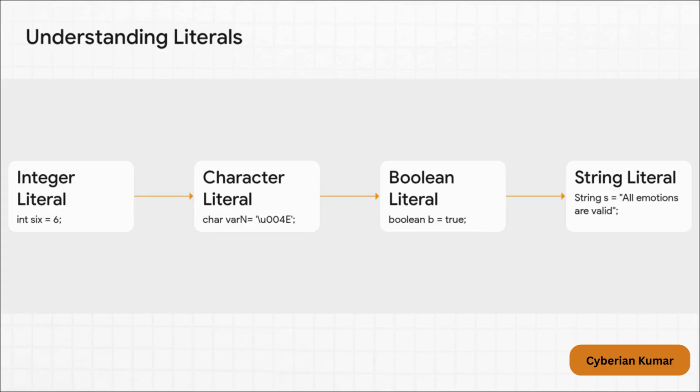Finally, you might hear programmers throw around the term literal. It sounds all technical and fancy, but it's actually super simple. The literal is just the fixed value itself. So in these examples, the number 100, that's an integer literal. The single letter J, that's a character literal. The word true is a Boolean literal, and the phrase hello is a string literal. It's literally just the data itself.